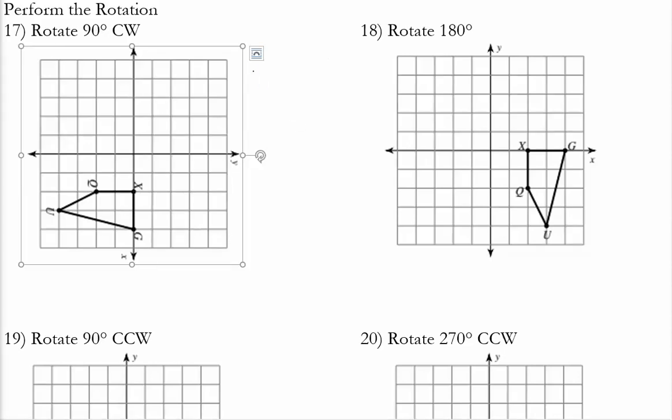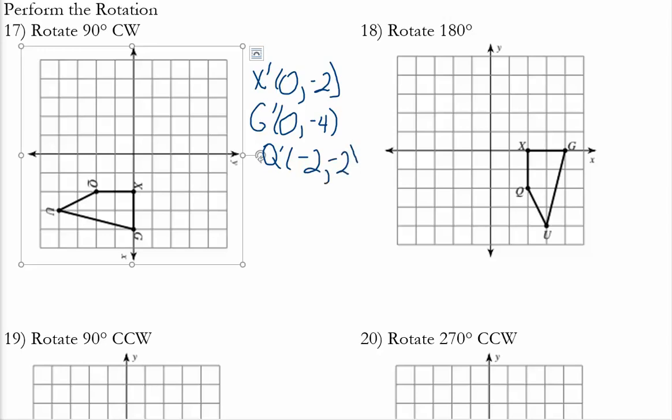So X prime will end up being (0, -2). G prime is going to be (0, -4). Q prime will be (-2, -2). And finally, U prime will be (-4, -3).